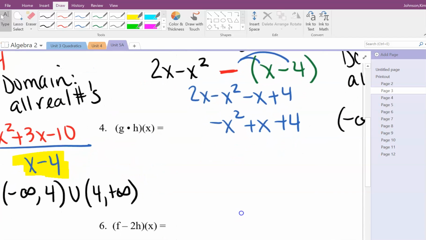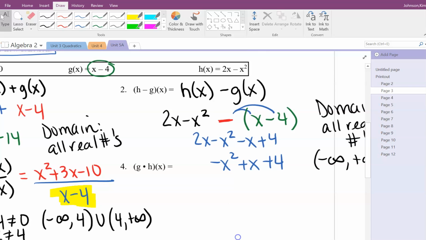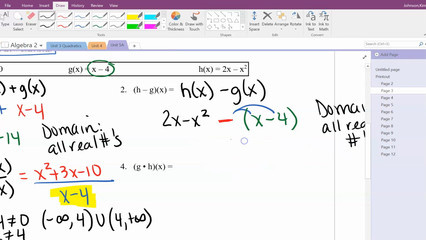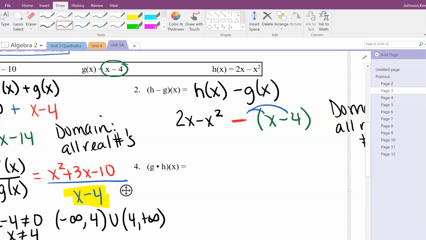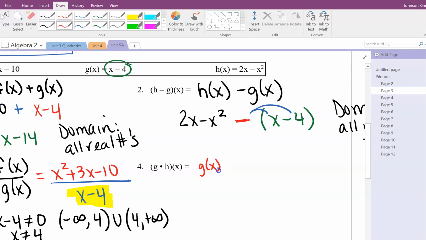Okay, I need a little bit more space here, so I'm going to make this a little bit bigger. So if I want to do g times h of x, I'm going to erase this up here so that this is not as messy. So g times h of x is going to be me taking g of x and multiplying that by h of x. So g of x is the quantity x minus 4. I'm going to wrap that in parentheses because I want to multiply the entire quantity by whatever h of x is. And h of x is the quantity 2x minus x squared.